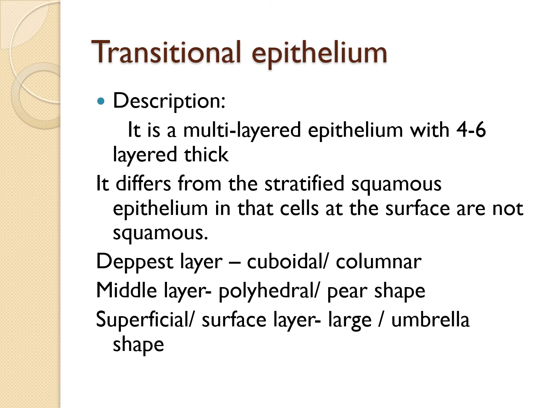Now transitional epithelium. Transitional epithelium is a multilayer epithelium, 4 to 6 layers thick. It differs from the stratified epithelium in that the cells at the surface are not squamous. Deeper layers are cuboidal and columnar, the middle layer is polyhedral or pear-shaped, and the superficial surface layer is large and umbrella-shaped. So this is multilayer epithelium with 4 to 6 cells thick, which can contract and expand as needed.